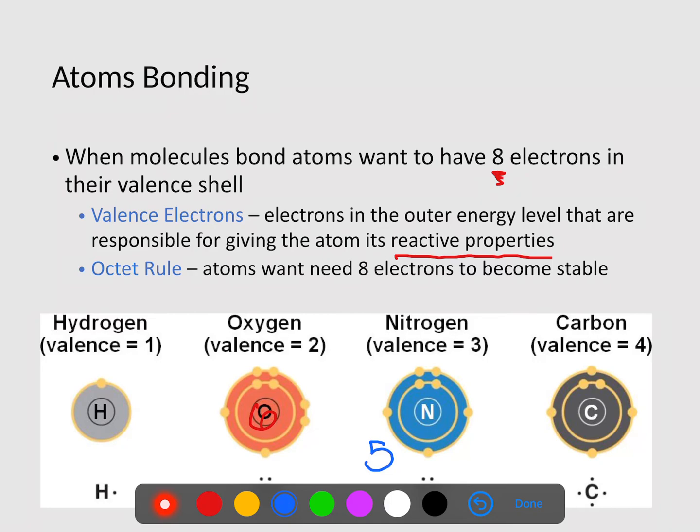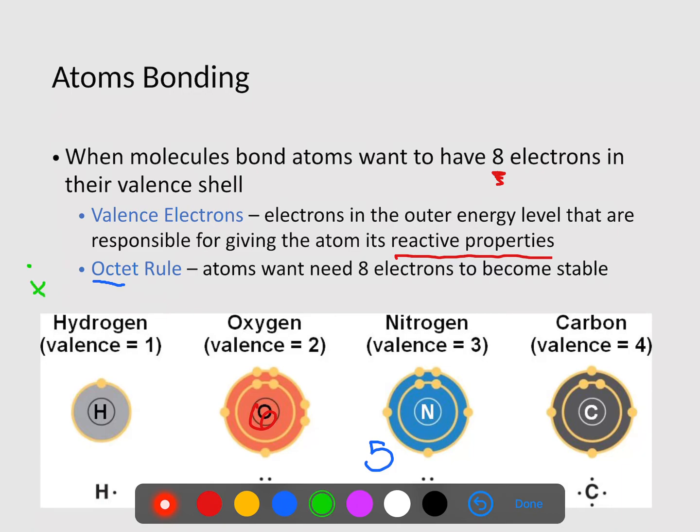So this leads us to what's known as the octet rule. The octet rule says that atoms want or need 8 electrons to become stable. So again, octet, octagon gives us our 8. They always want to have 8 electrons around them.